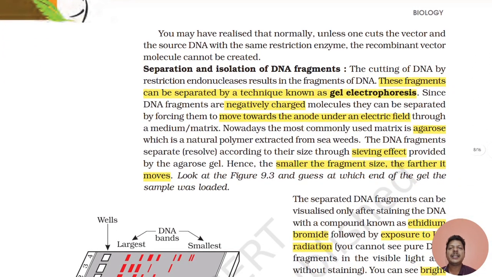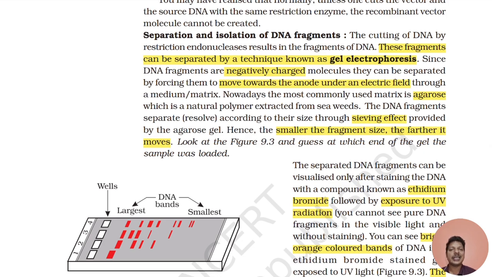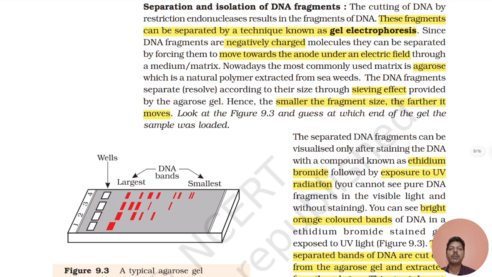Then, separation and isolation of DNA fragments. The fragments can be separated by a technique known as gel electrophoresis. We will go through it in the PDF afterwards. DNA fragments are negatively charged molecules. They can be separated by forcing them to move towards the anode under an electric field through a medium or matrix. Nowadays, the most commonly used matrix is agarose gel, which is extracted from seaweeds. The DNA fragments separate according to their size through the sieving effect provided by the agarose gel. Hence, the smaller the fragment size, the farther it moves.